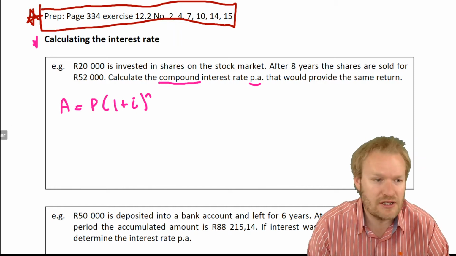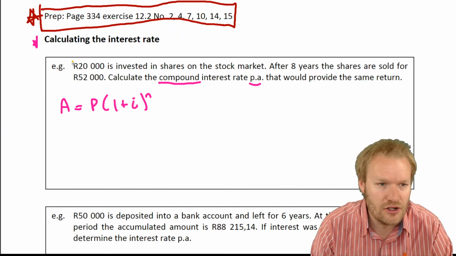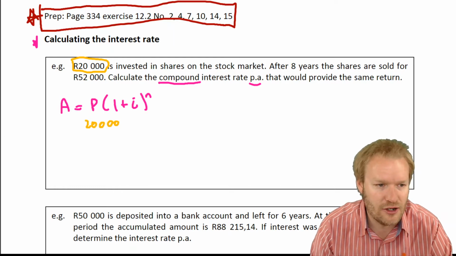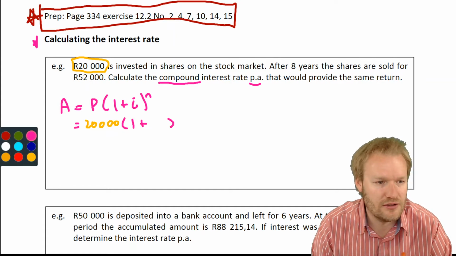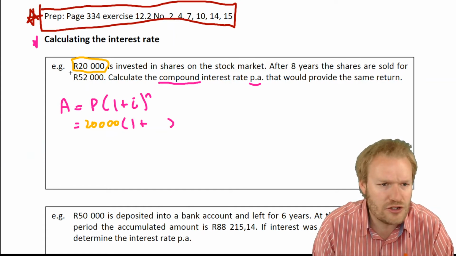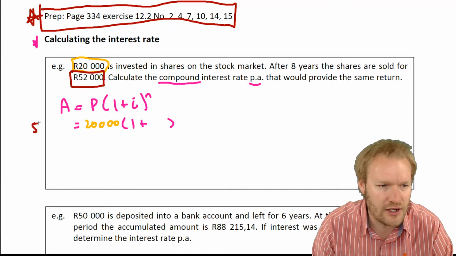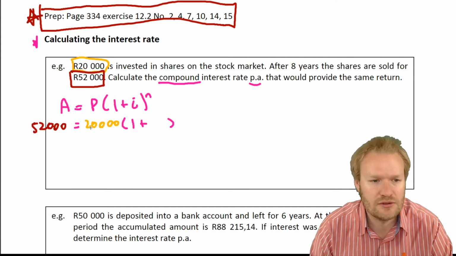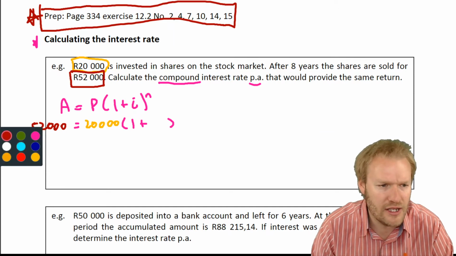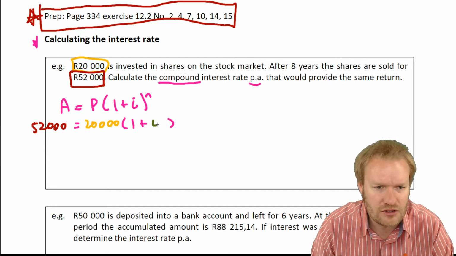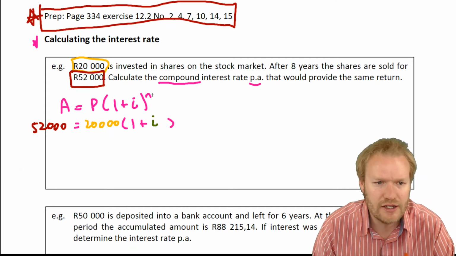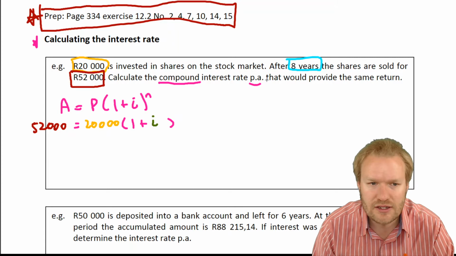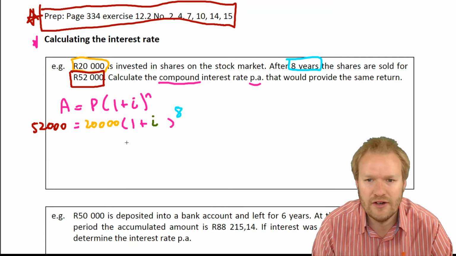So let's plug in the bits that we know into the equation. So 20,000 Rand is invested. So there's our 20,000 Rand. That's our principal amount. And the 1 plus is obviously going to stay the same. It grows to 52,000. Okay, 52,000. 1 plus i. Well, i we don't know. That's what we're trying to figure out. So i. And our last bit is n. Well, it says it's 8 years. So to the power of 8.